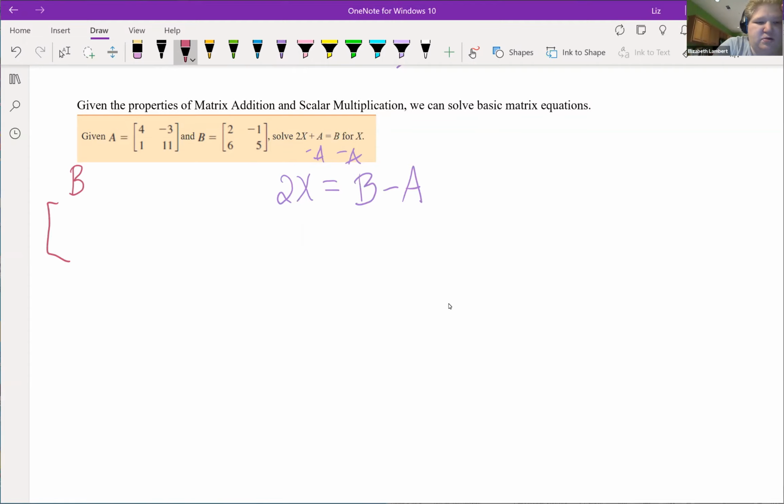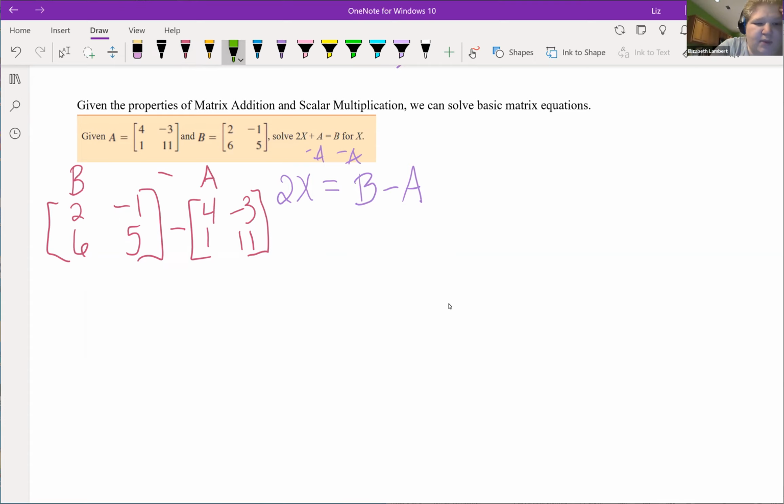B is 2, 6, negative 1, 5, minus A, which is 4, negative 3, 1, 11. Now, if you wrote negative A plus B, you'd do negative 1 times A and then add the B entries to it. It's still going to work out.